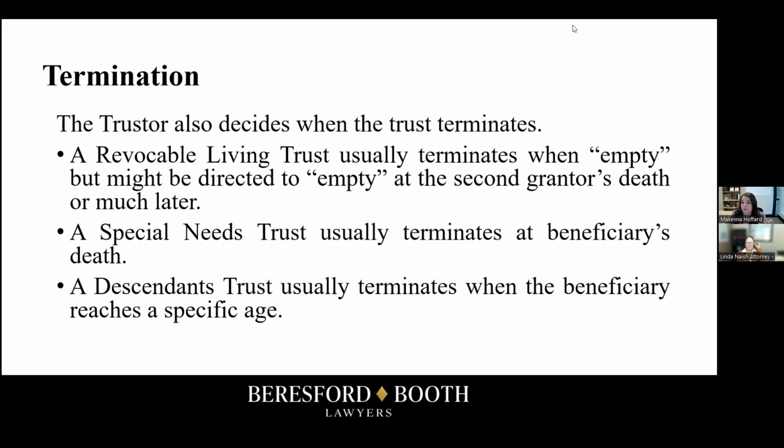We see that. And then with a descendants trust, I'm skipping ahead to the bottom, but it usually terminates when the beneficiary turns a certain age. The one we use the most is 25, 30, 35. So when the kids turn 35, the trust is gone and the money just belongs to the child, is what we usually see. And then you want to do special needs trust?